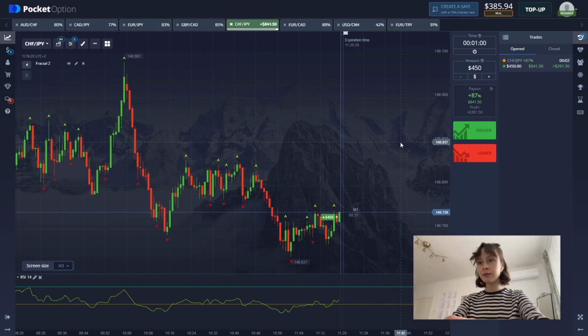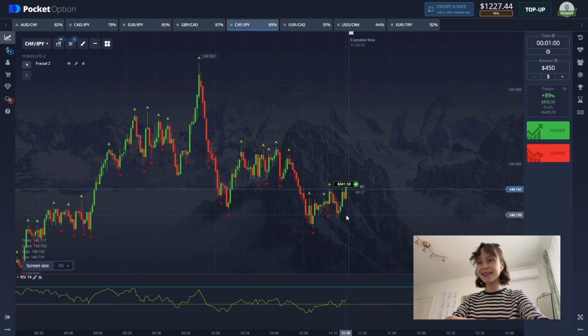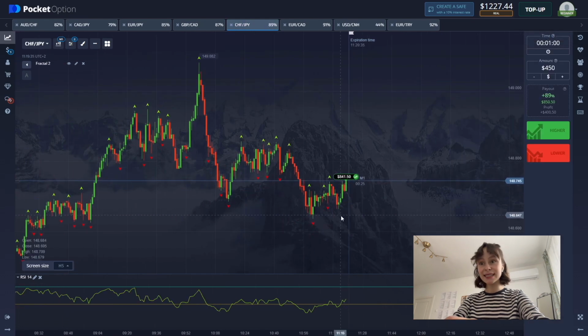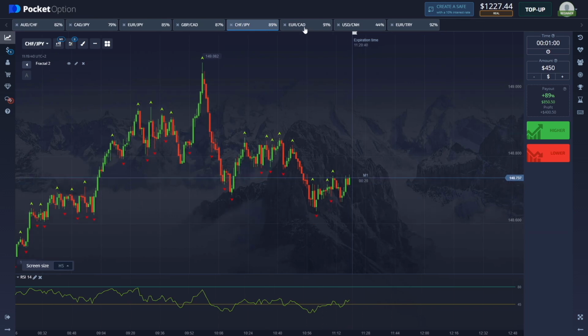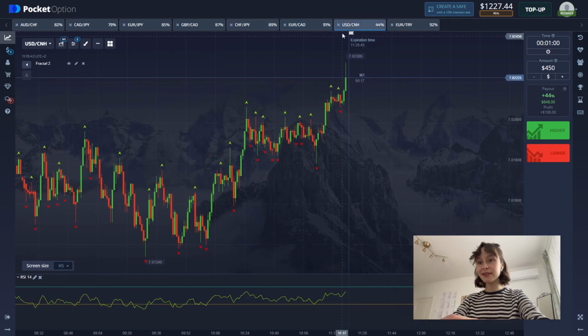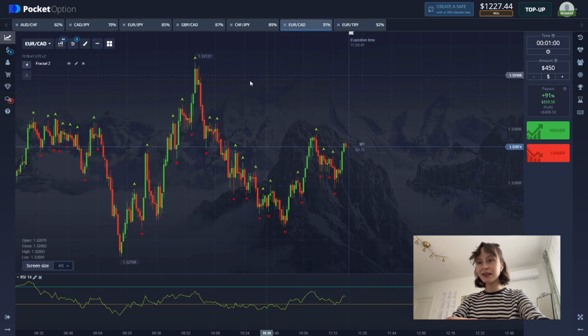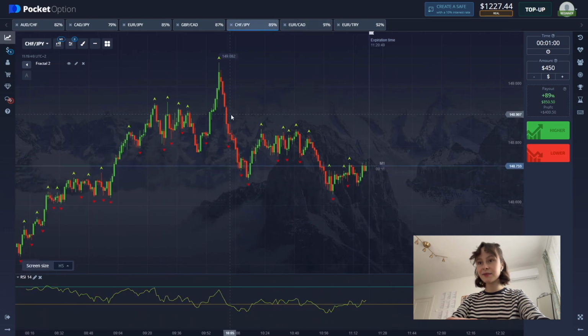And as you can see, the breakdown happened. The deal is successful. In literally a few minutes, we have doubled our deposit. Not a bad result. Let's delete that percentage and continue our analysis.